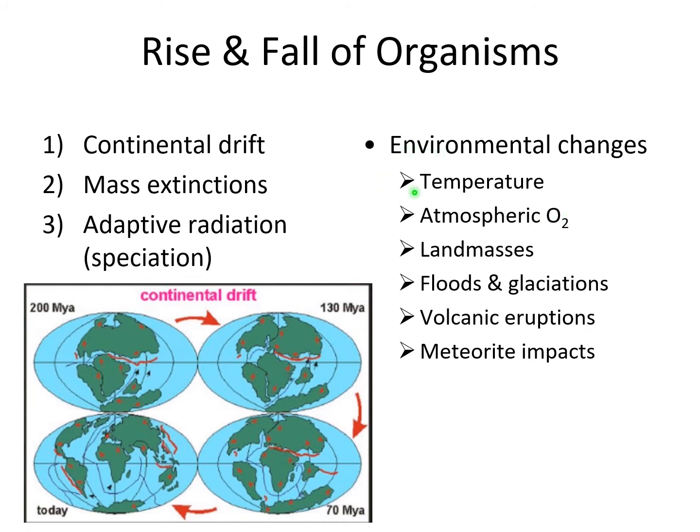Temperature, atmospheric oxygen, landmass movements. We know that the landmass is moving. We're on the west side of the San Andreas Fault, so we're on the Pacific plate. If you live on the east side of the San Andreas Fault, you're on the North American plate. Most of you have probably driven up the 15 up Cajon Pass, and as you drive up through there, you go right along the San Andreas Fault.